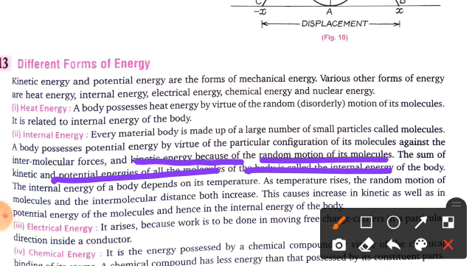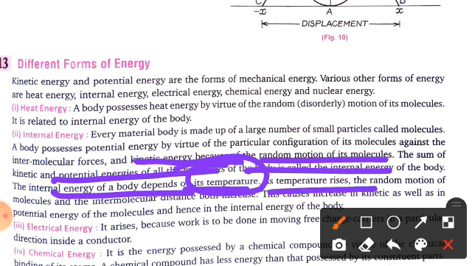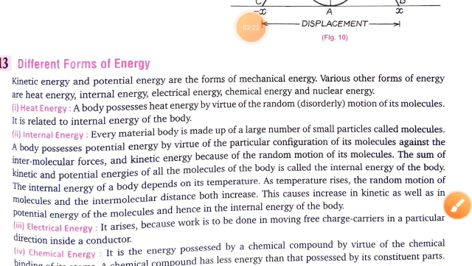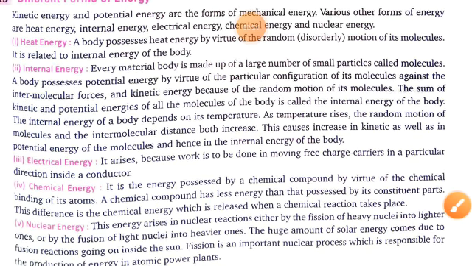Clear? The internal energy of a body depends on its temperature. This is the important one, kindly remember it. As the temperature rises, the random motion of the molecules and the intermolecular distances both increase. This causes an increase in the kinetic as well as the potential energy of the molecules, and hence the internal energy of the body. Clear?